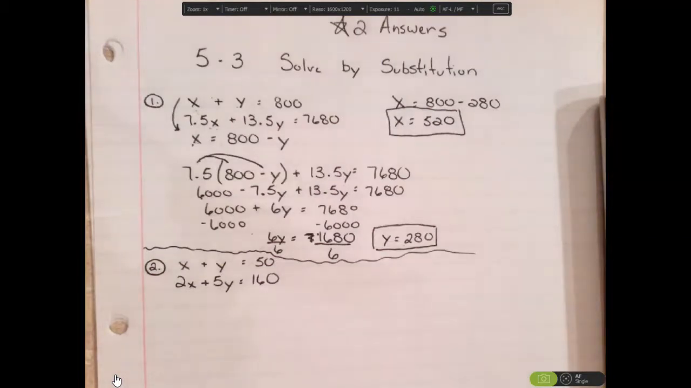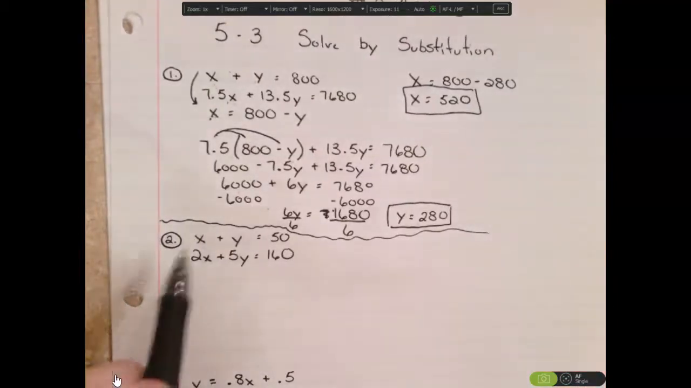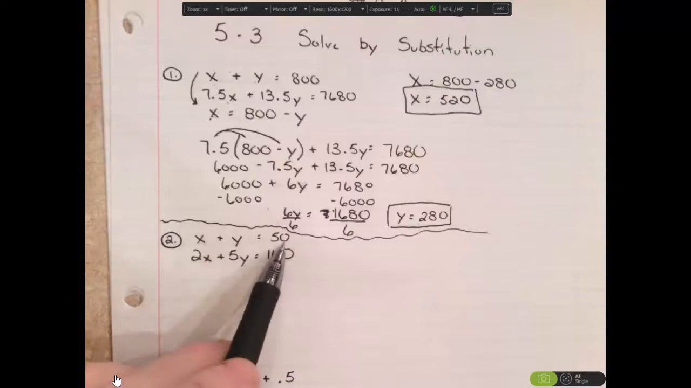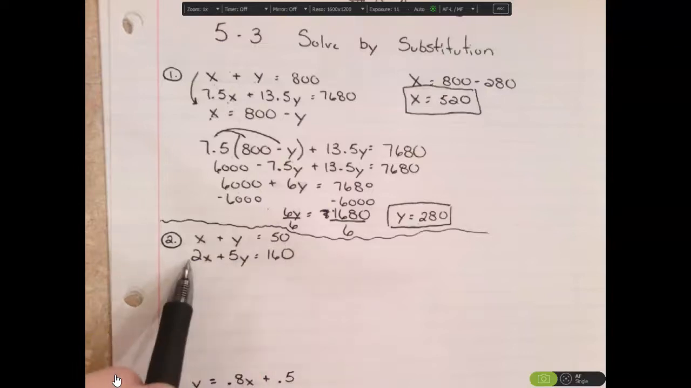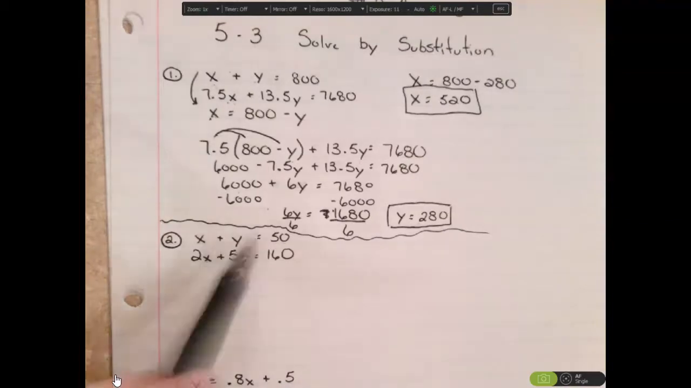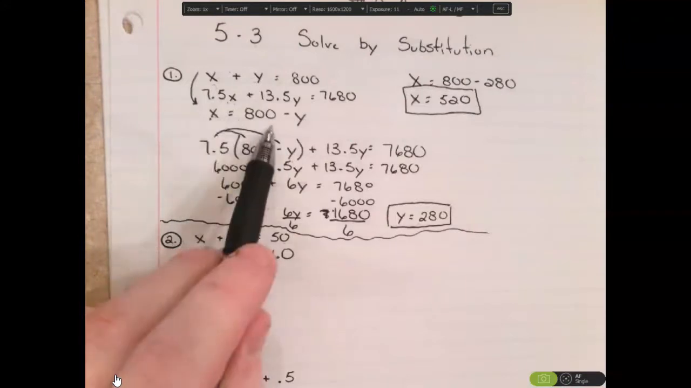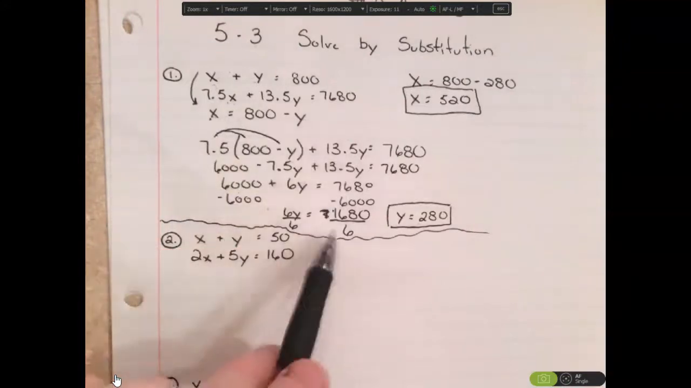So there you go. There's substitution. Let's move to another problem. Let's see how we do on this one. Number 2. Again, I have x plus y equals 50. And I also have 2x plus 5y equals 160. Just like what I did on number 1, I want to get a variable by itself to begin. So notice we got x equals to start the problem before we started doing all this solving.